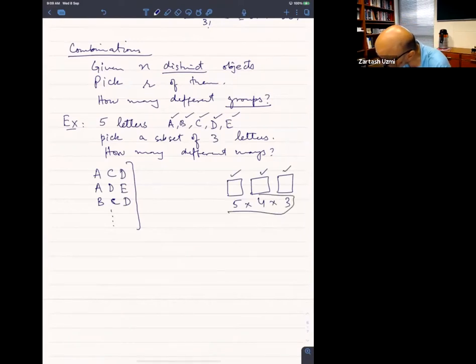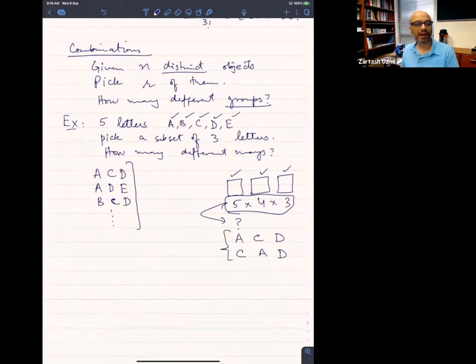So is this the number? 5 times 4 times 3. Is this the number? Well, if you look inside this number, one possibility is that in the first box I put A, in the second box I put C, in the third box I put D. It could also be that in the first box I put C, in the second box A, in the third box D. Are these two different? These two guys are not different. A, C, D and C, A, D is the same subset. It is the same subset out of A, B, C, D, E that you had.